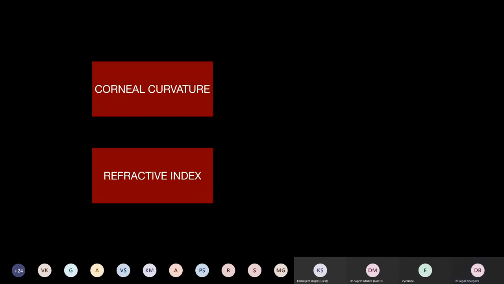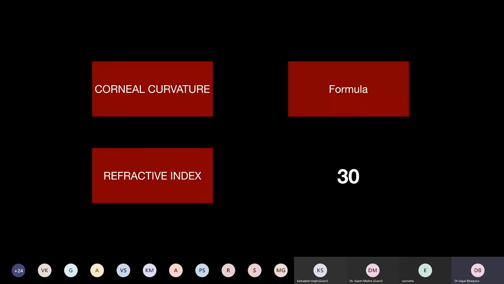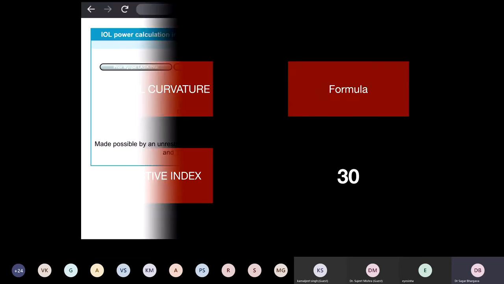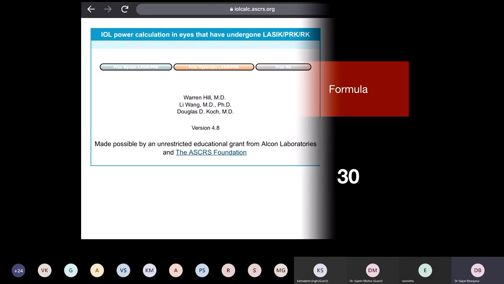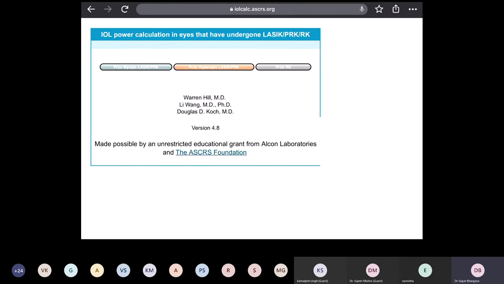So what has happened in the last two decades is a number of approaches have been described which either modify the corneal curvature, or modify the refractive index, or multiple new formulas have been formed. There are not less than 30 approaches described, or even more, in the last two decades. So how does one choose what is good, and how does one approach this scenario? Luckily, ASCRS has made things a little easier for us. They have brought all the validated formulas onto one platform, and they have given us free access to use it.